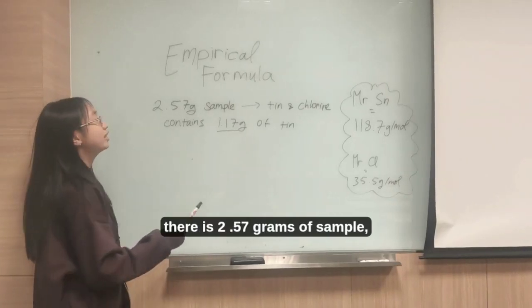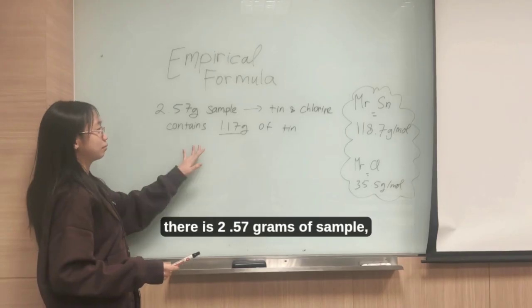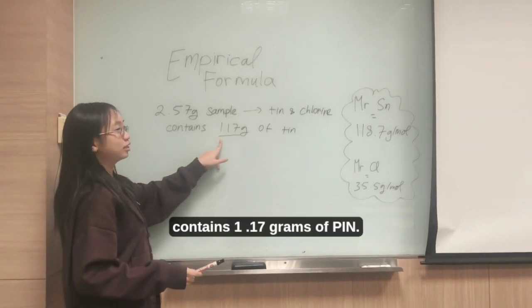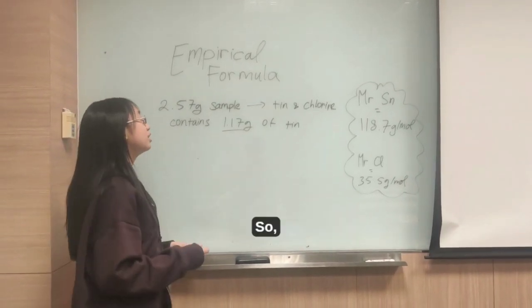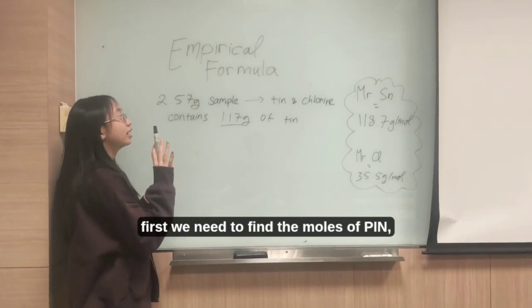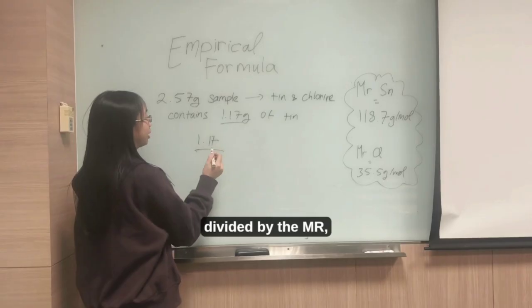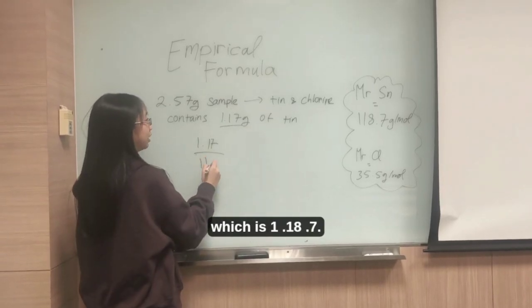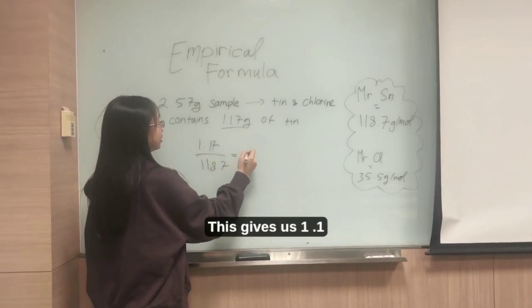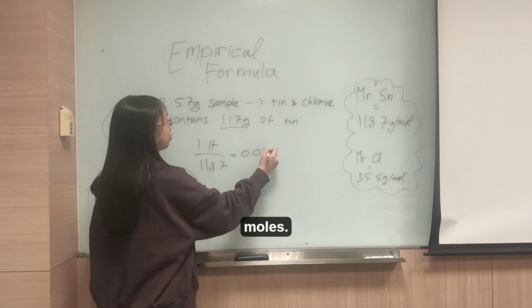So with this example, there is 2.57 grams of sample and it contains 1.17 grams of tin. So first we need to find the moles of tin, which is 1.17 divided by the Mr, which is 118.7. This gives us 0.01 moles.